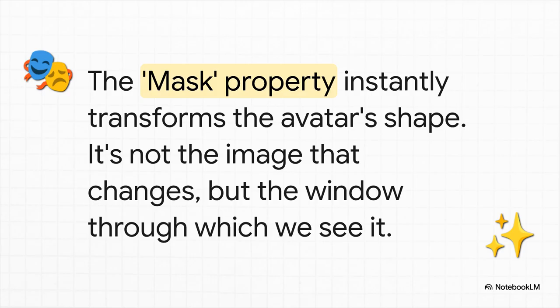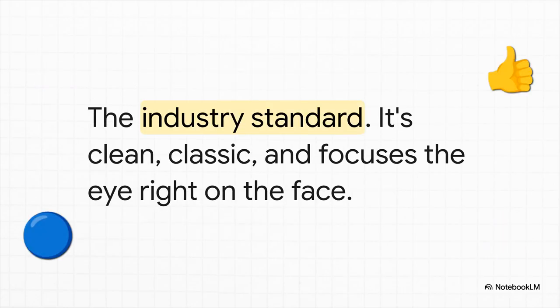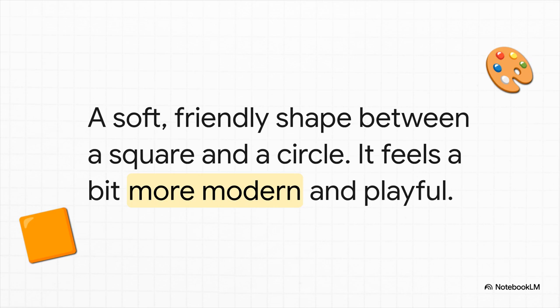It's a great way to think about it. We're not changing the image at all, we're just changing the shape of the window we're looking through to see it. So first up, you've got the classic, the industry standard, the circle. It's clean, it's timeless, it just feels natural. No sharp corners, which makes it seem super friendly and really helps your eye focus right on the person's face. But now, watch this. We just change one little keyword to Squircle, and the whole shape just morphs.